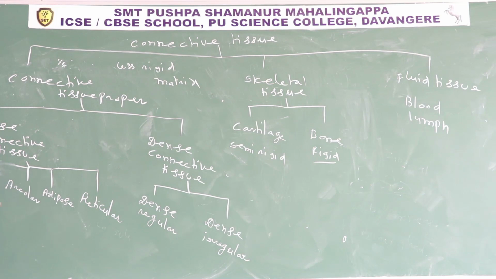Now we discuss the different types of loose connective tissue: areolar, adipose, reticular. Areolar and adipose are given in the textbook. For PU, reticular connective tissue is not given, only for the competitive part. Sometimes they may ask for 3 marks or 5 marks, describe areolar connective tissue. For 3 marks they may give adipose tissue. Now we discuss areolar.